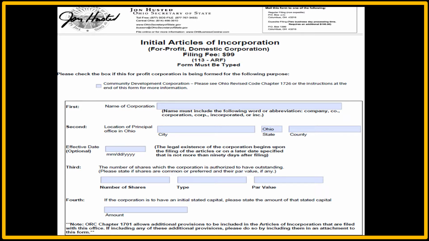Just taking a quick look at the Ohio form. The Ohio form only has one address, location of principal office in Ohio. This is equivalent to the registered office in Kentucky. The Ohio form does not have another address line, so if your headquarters are out of state, you have to rely on the address in Ohio to receive communications from the Ohio Secretary of State.